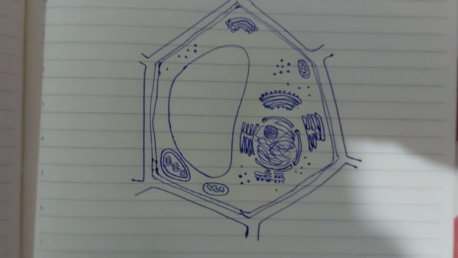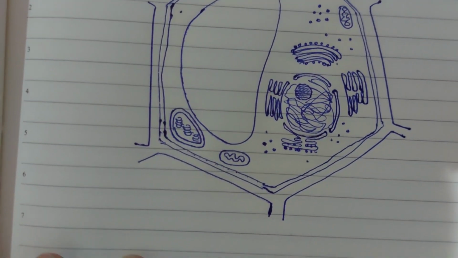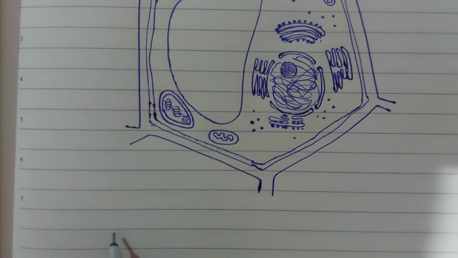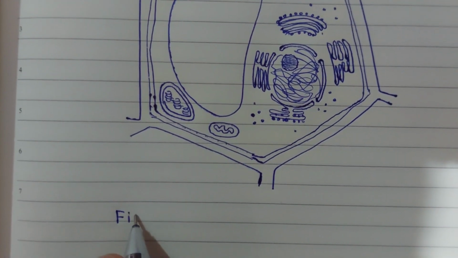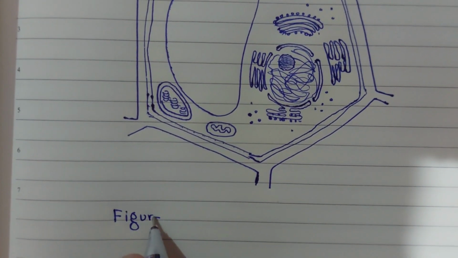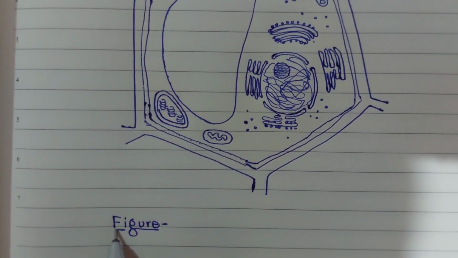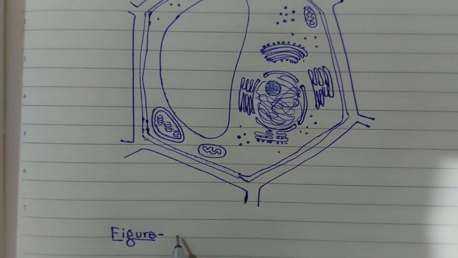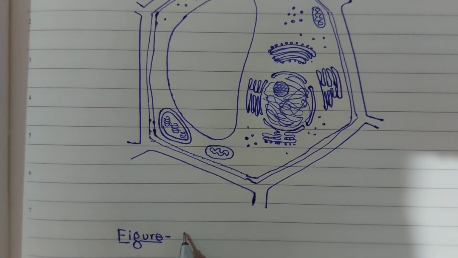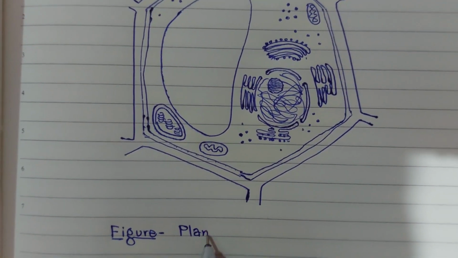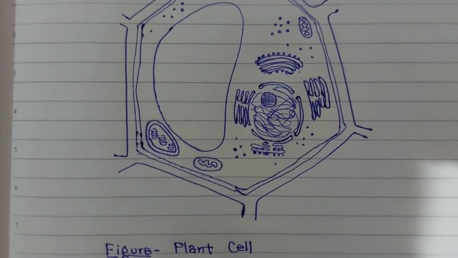So yes, now when it comes to labeling, everything must be very clear. First thing, we must label what it is. So first thing we can write here: figure. This mistake I notice every time. Students do not write about the diagram. So this is the sketch of the plant cell. You can simply write plant cell.